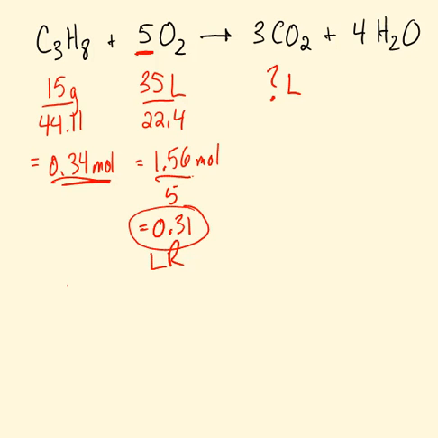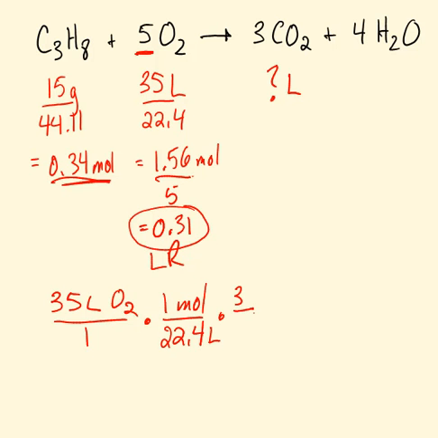So here's what I'm going to do. I'll show you the long way, then I'll show you the shortcut. Here's the long way. So 35 liters oxygen, divide by 22.4 liters per mole, multiply by the mole ratio, and then I'm going to multiply to get from moles of carbon dioxide to volume of carbon dioxide. I'm going to multiply by now 22.4 liters per mole. Okay, and the answer I get is 21 liters.